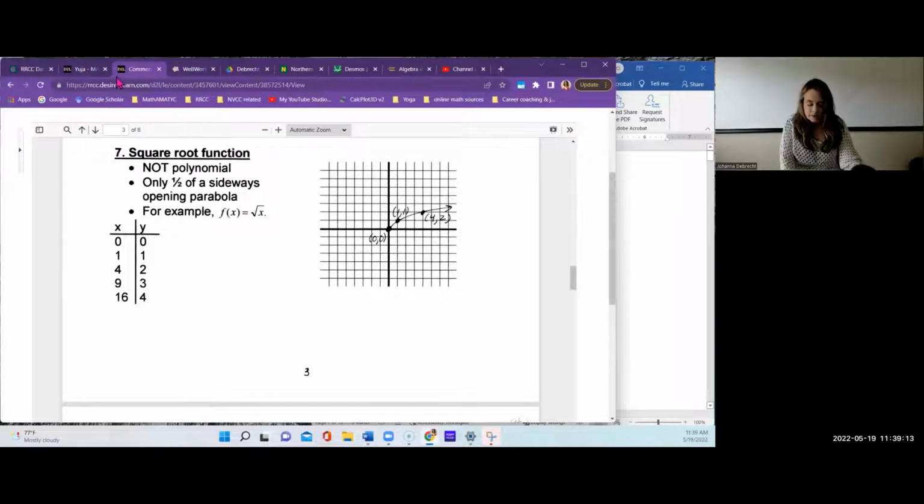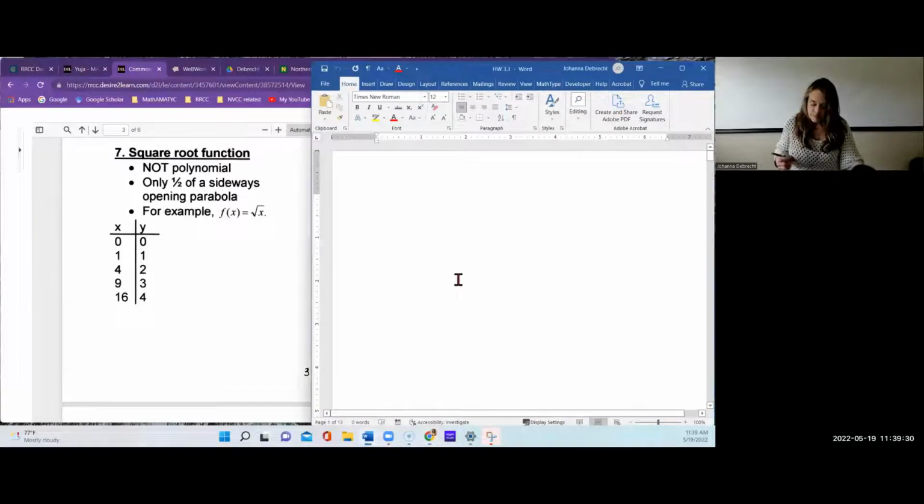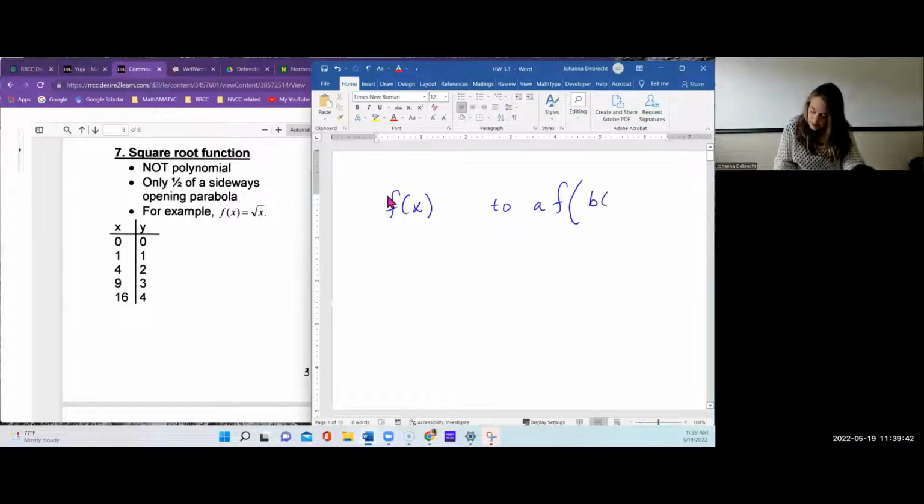Let's now talk about what happens when we try to transform one of these toolkit functions. I'm going to start with the square root of x, and I'm going to give you some notation to learn about the effect of transformations on the graph. What's happening in the graph is we're moving from something that looks like f of x to something that instead looks like a times f of (b times x plus c), plus d.